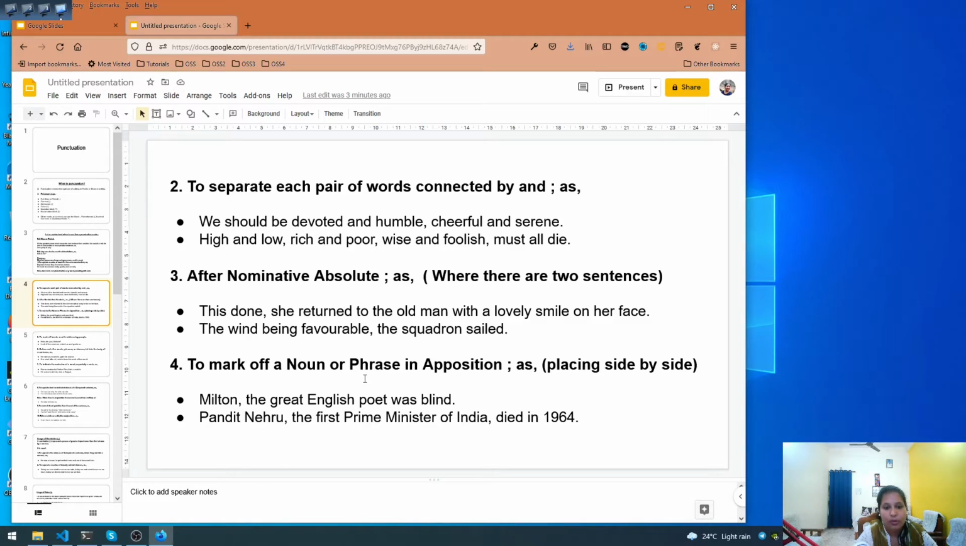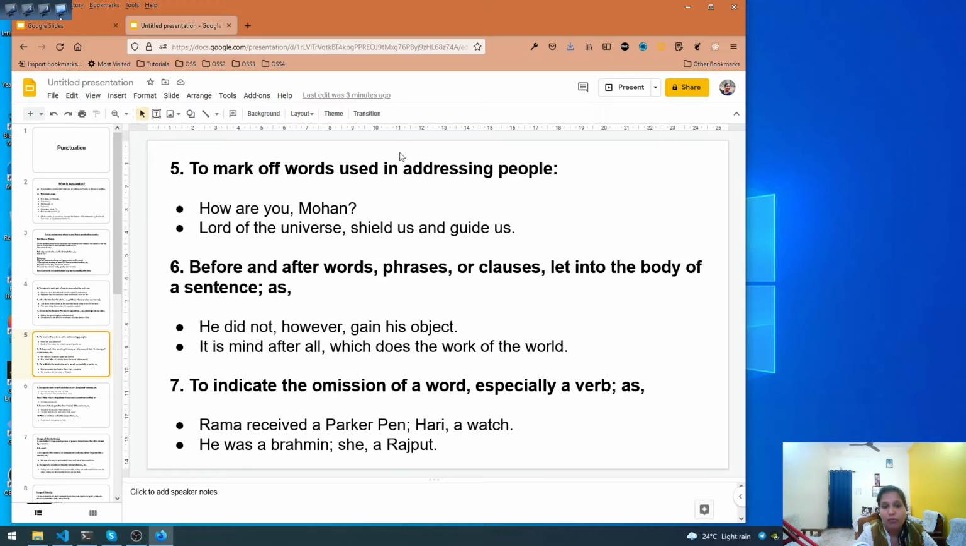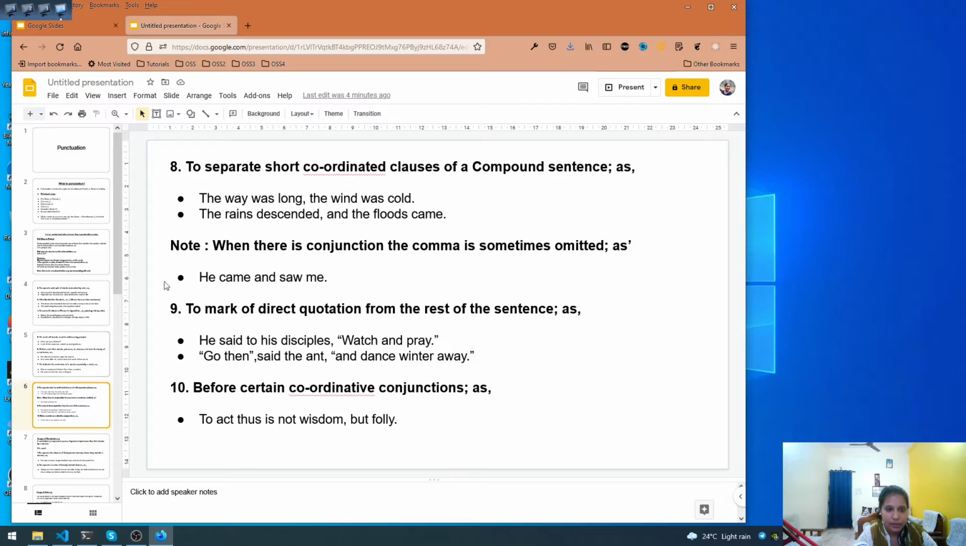and to mark off a noun or phrase in opposition, which means when we are talking about a person and also addressing him with some other words. Then to mark off words used in addressing people. So whenever we are addressing people by calling their name or by some title, we use comma. And to separate short coordinated clauses of a compound sentence. A compound sentence has two clauses, so in that case we use commas.